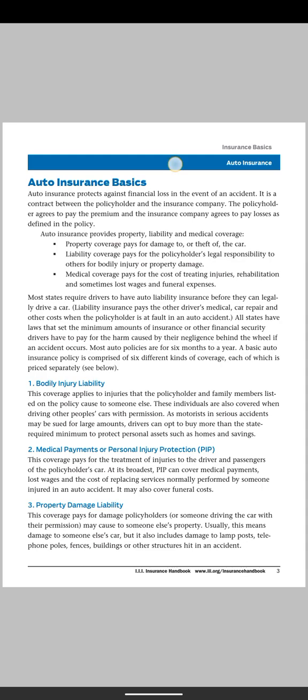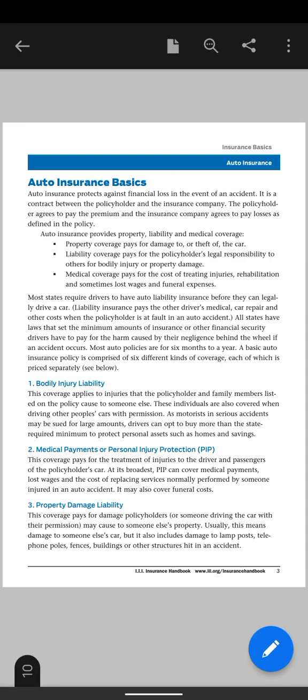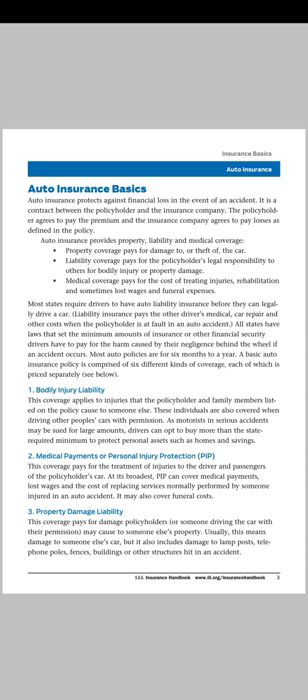Auto insurance provides property, liability, and medical coverage. Property coverage pays for damage to or theft of the car. Liability coverage pays for the policyholder's legal responsibility to others for bodily injury or property damage. Medical coverage pays for the cost of treating injuries, rehabilitation, and sometimes lost wages and funeral expenses.